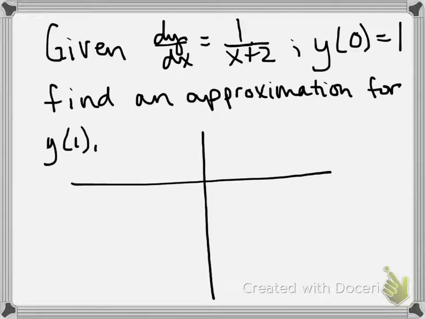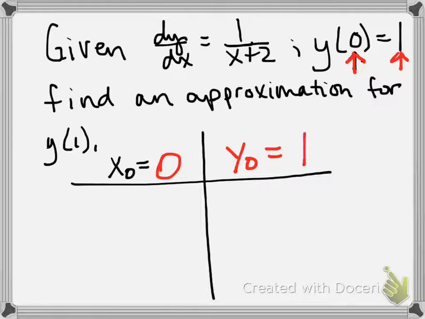So given dy/dx equals 1 over x plus 2, y of 0 equals 1, find an approximation for y of 1. So we're going to start out with the fact that x naught, the original x, is going to be 0, and y naught, the original y, is going to be 1. Now we're trying to get to y of 1, which means that the x value is going to be 1. So down here we're trying to get to an x value of 1.